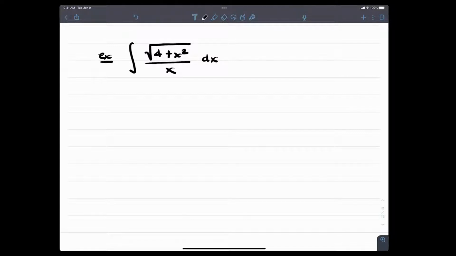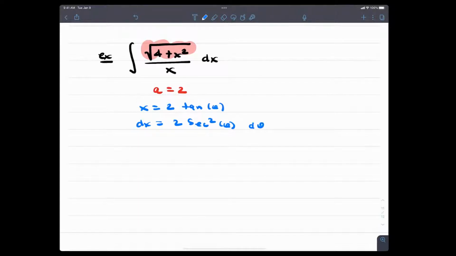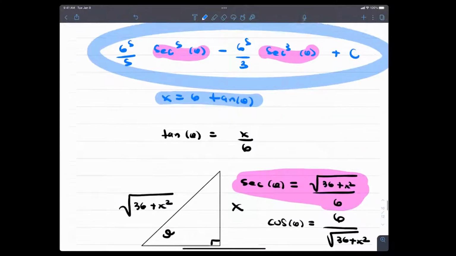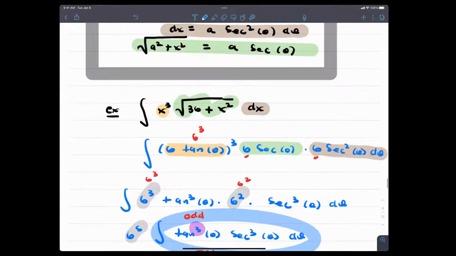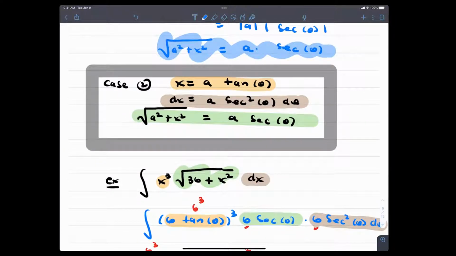How do we know this is case 2? Square root of 4 plus x squared, right? So what is a going to be? 2. So automatically you say, okay, that means x is 2 what? 2 tangent theta. dx is, or derivative of tangent is secant squared: 2 secant squared theta d theta. And what do we say that radical will be? 4 plus x squared will be 2 what? I would look back at the information I derived for you guys here. Right? 2 secant theta.